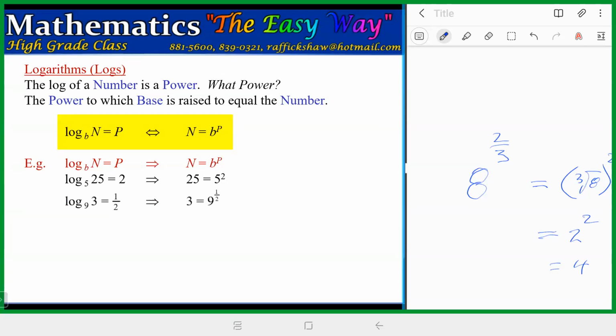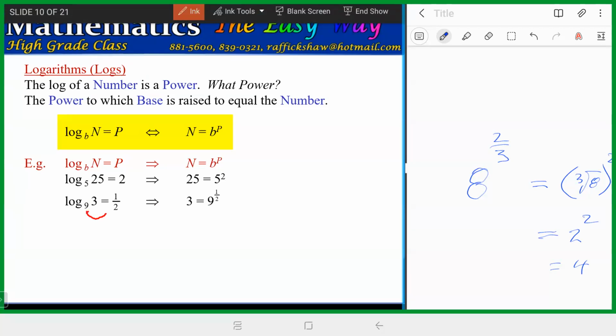See here again. Log of 3 to base 9 is equal to a half. Why is that? Because you have to raise 9 to the power half in order to get 3. Because 9 to the power half is equal to 3. 9 is a base, half is a power, 3 is a number. So number 3 is equal to base 9 raised to power half. Right? That's what it is.